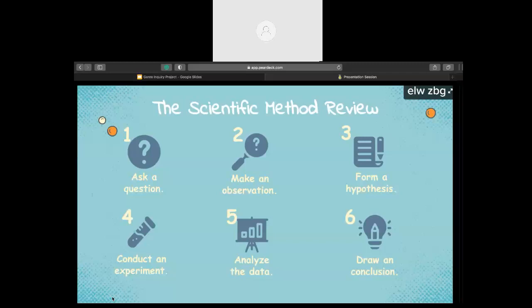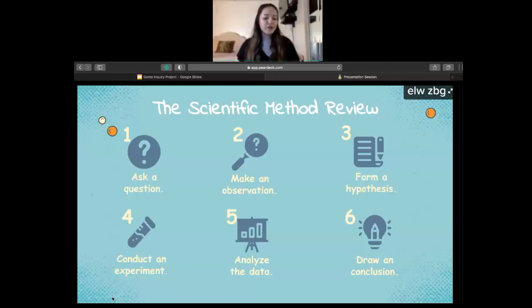What's our question? Who can tell me what our question is? Will cookies sink or float in milk? Good job. On that worksheet, on the first line where it says question, go ahead and write that question down, okay? The question is, do cookies sink or float in milk? Good job, class. You're doing great.